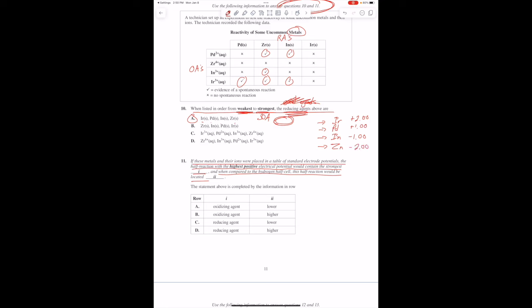But okay, let's go back. The half reaction with the highest positive electrode potential would contain the strongest oxidizing agent. Okay, so like this one, like this would be my strongest, right? And when compared to the hydrogen half cell, oh yeah, so let's say the hydrogen half cell is right in the middle here. This half reaction would be located. Oh, no, that's fine. This reaction would have to be higher, right? Would have to be higher. So that is B. Number 11 is B. Okay, hopefully you guys could follow that one. That got a little messy.